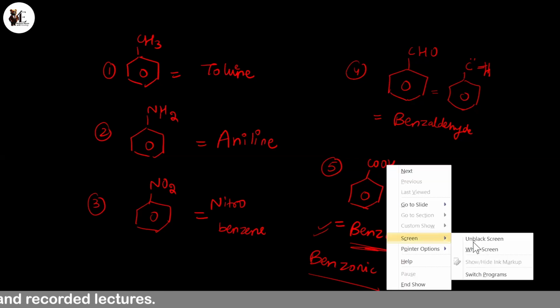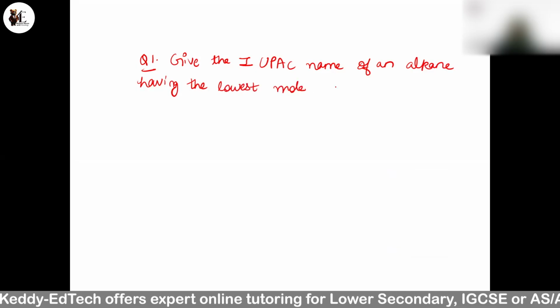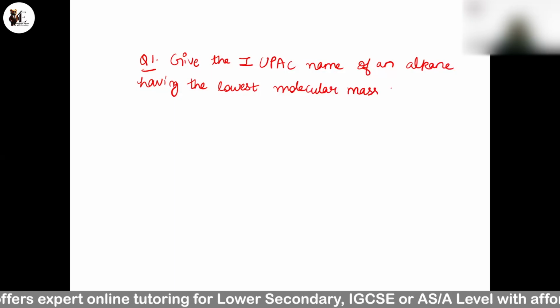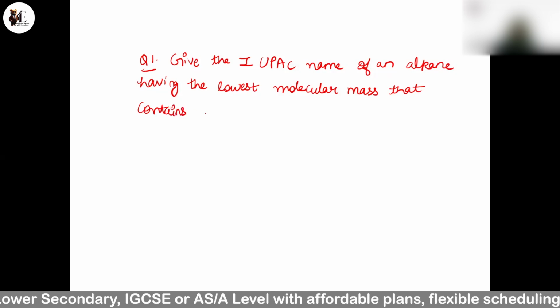I'm just revising this. Now I'm giving you one question to solve. Question number 1. Give the common and IUPAC name of an alkane having the lowest molecular mass that contains a quaternary carbon.